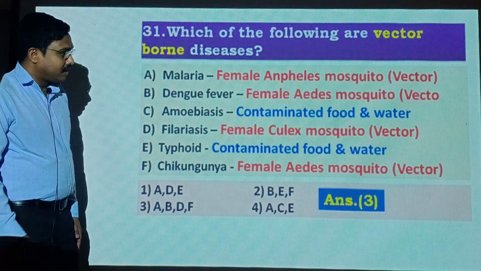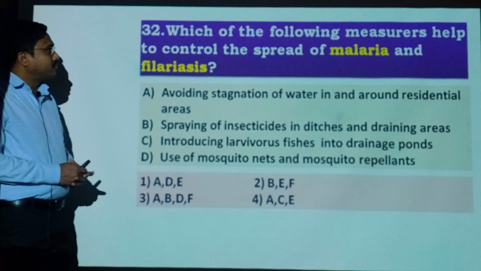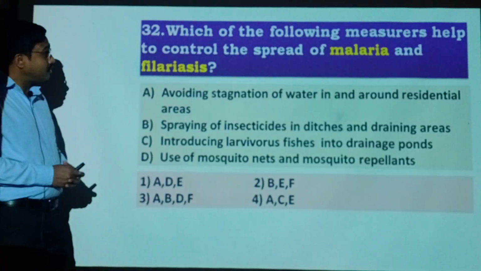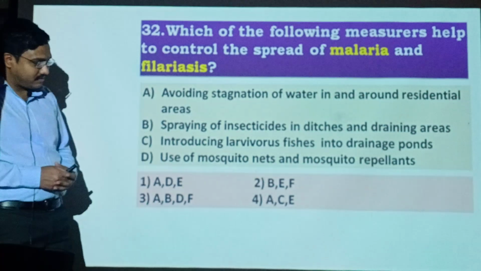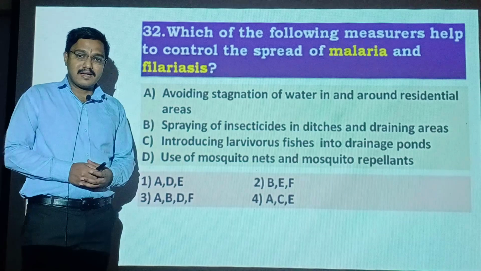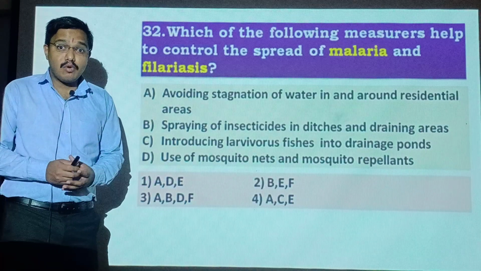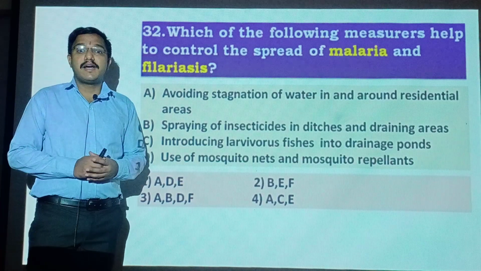Okay. Now, next question is question number 32. Which of the following measures helps to control the spread of malaria and filariasis? Once again, malaria and filariasis are vector-borne disease. They spread by mosquito bite.